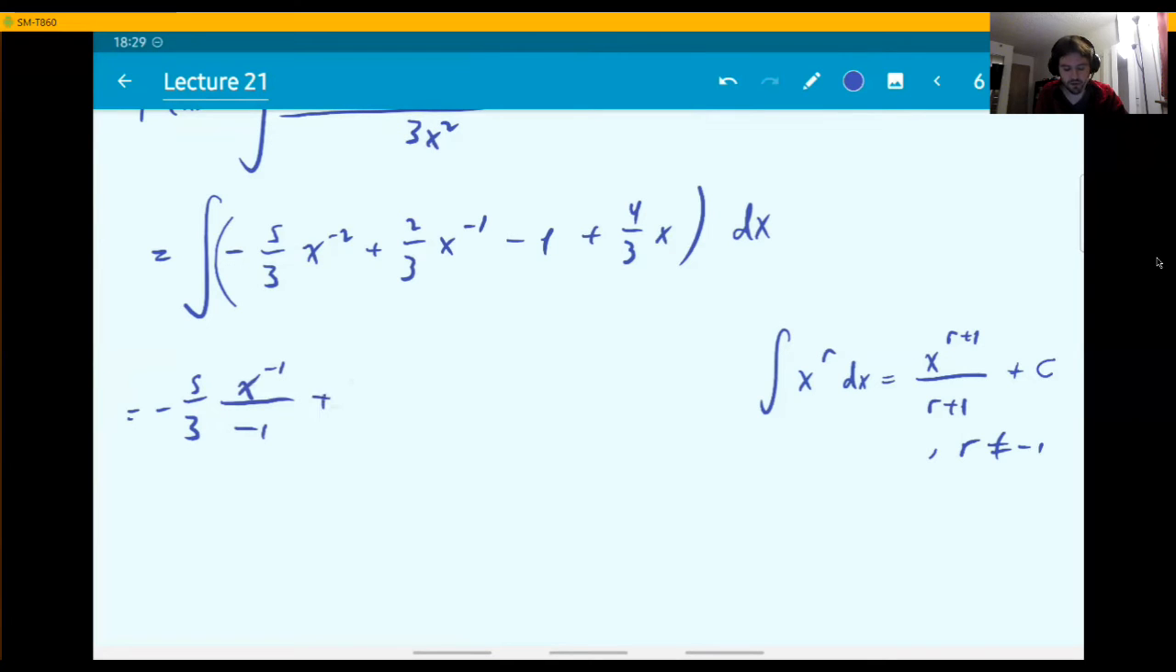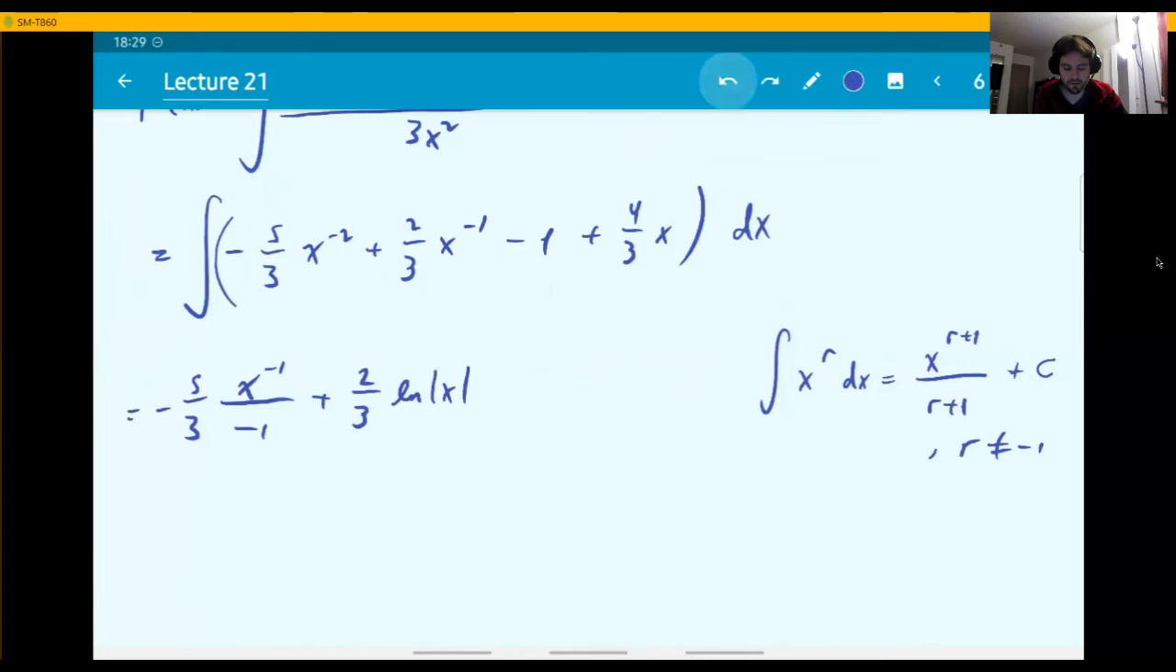So I'm going to do this for all terms except the second one. This is x to the minus 1 here. The formula would not work for this one. What does work here? What is a function whose derivative is 1 over x? That's the log function. And because you don't know if x is positive or negative, you have to put absolute value inside. So ln of absolute value of x, that's the second term.